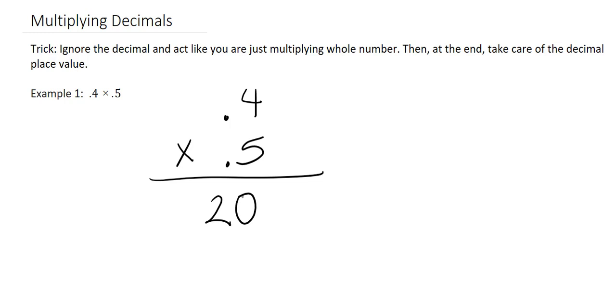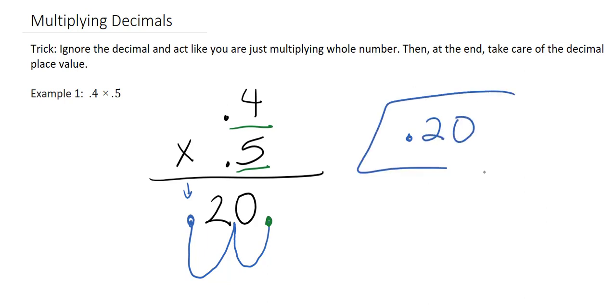We know that's 20. Then we know we have one place value after the decimal here, and we have another one here. So that means we have 2 altogether. And so what we're going to do is put the decimal right there on the far right, and then we're going to move it 1, 2. So we're going to place it right here. So our answer is actually 0.20. So that would be our solution.